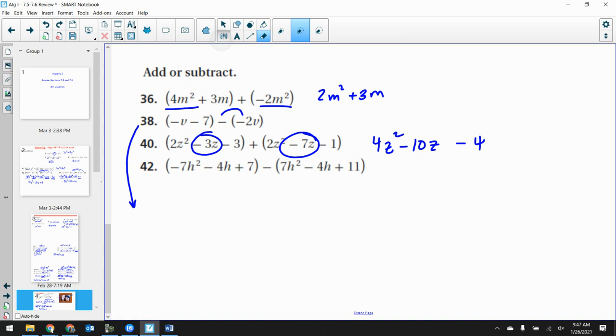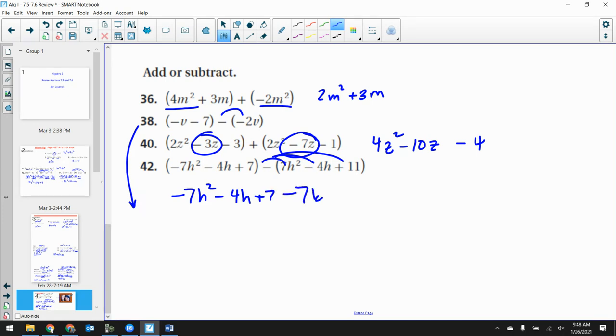And then 42 here, we distribute in the negative. Negative 7h squared minus 4h plus 7 minus 7h squared plus 4h minus 11. It is very tempting to cancel out the 7h squared. Do they actually cancel? They're both negative, so they become negative 14. So negative 14h squared. The 4h's do cancel. And then we have a 7 minus 11 to get negative 4.